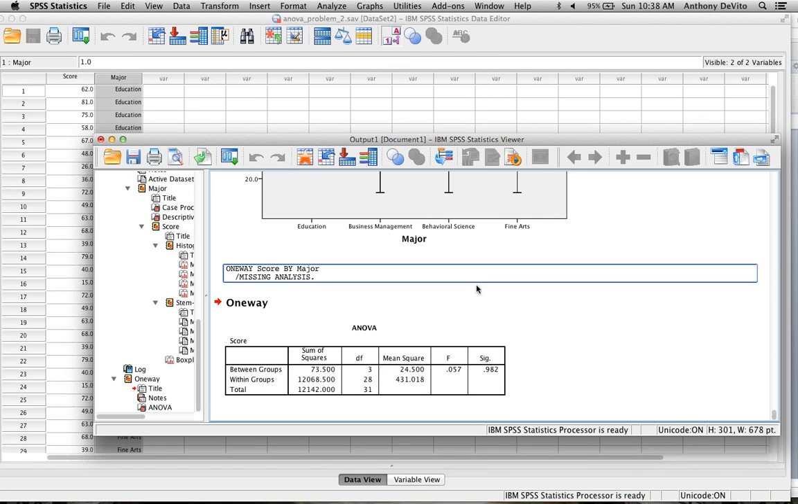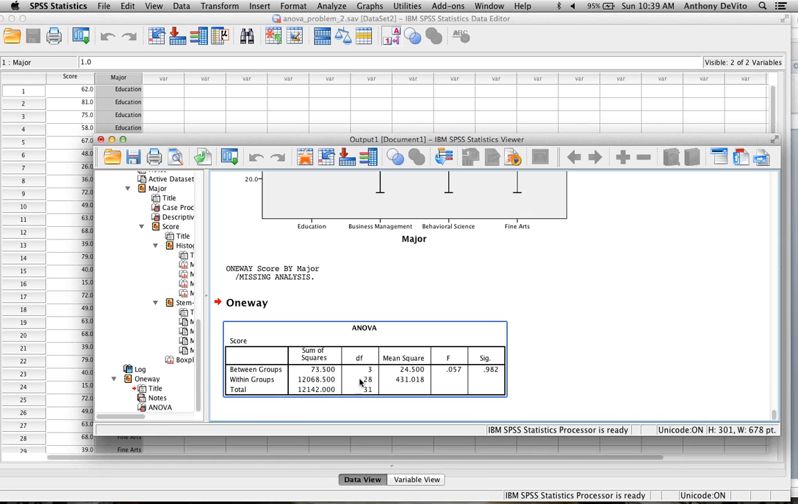And let's see what we wind up with. Oh, my goodness. Let's take a look at this. Our F score is 0.057. It's a small number. And our significance is 0.982. There's no significant difference between any of these four means.